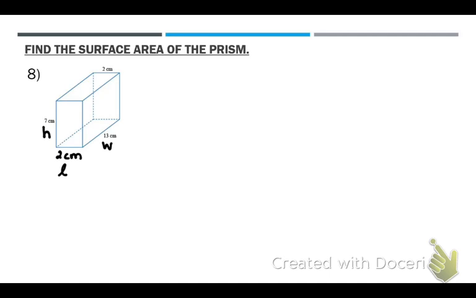So we always want to start off with our formula. We've got the surface area equals 2 times the length times the width. So that's going to be kind of focusing on this area down here.